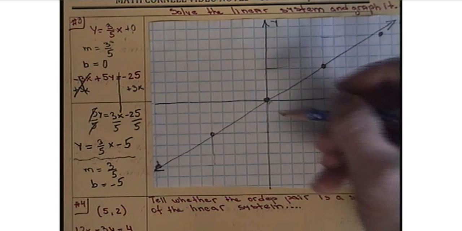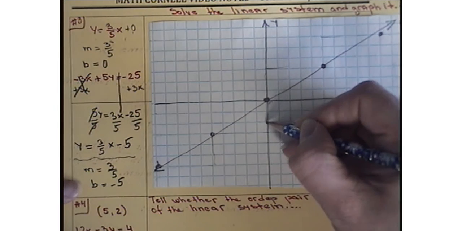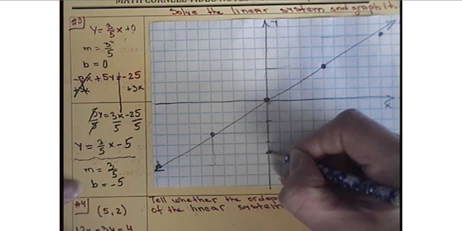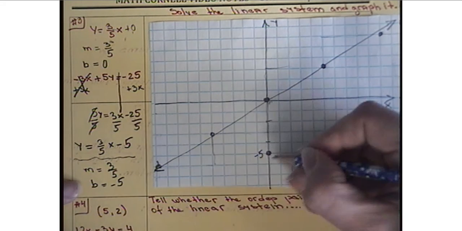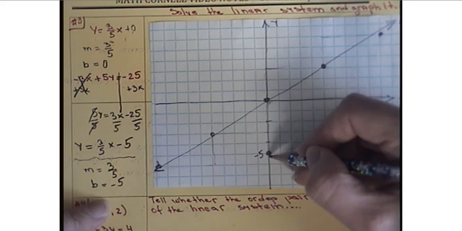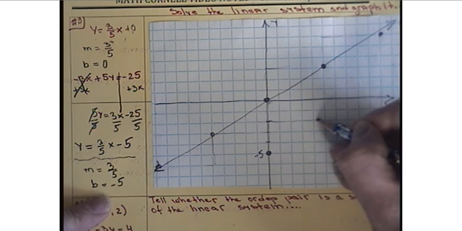Awesome. So let's find b first, -5. 2, 4, 5. This will be the first point. Here's b -5. And let's go ahead and apply the slope, 3/5.